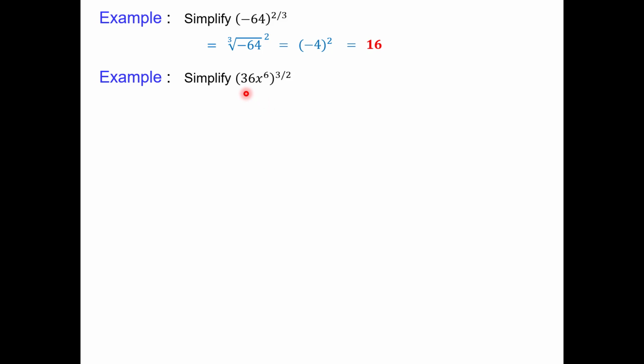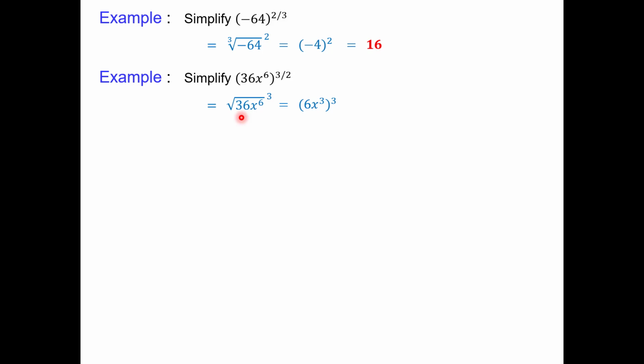How about this one? Quantity 36 times x to the 6th, all raised to the 3/2 power. So we see this rational or fractional exponent. We know we are about to rewrite this with a radical. So square roots. I want you to notice something. The denominator of the exponent here was a 2. So that's a square root, and a lot of times people don't write the little 2 here in the index. So if you don't see a number in the index, you assume it's 2. It is an invisible 2. So this is a square root. And then the numerator 3 is the power on this radical.